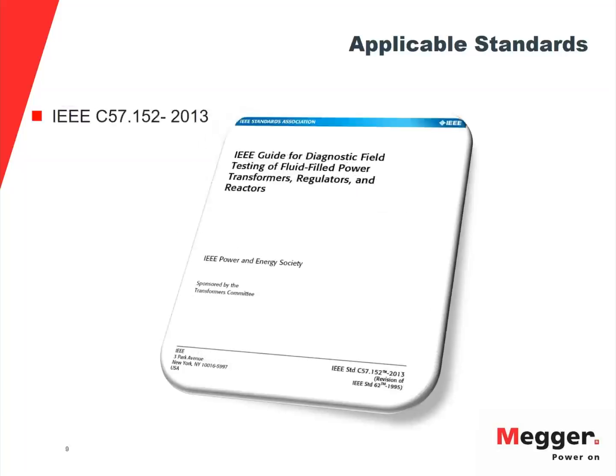Then we have another standard which is used very commonly by people out in the field when they are performing either acceptance testing or maintenance testing. And the standard is C57.152, which is IEEE Guide for Diagnostic field testing of power transformers, regulators, and reactors. So I highly recommend looking into these standards if you are a technician working out in the field, performing different tests, and also getting an idea as what are the acceptance criteria.